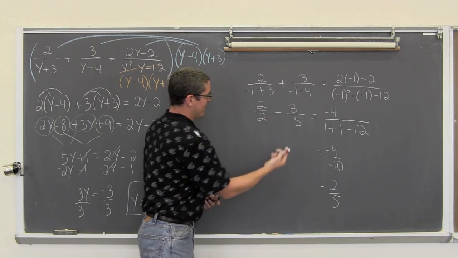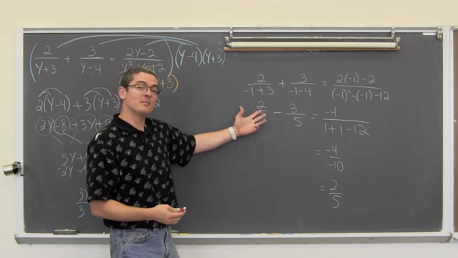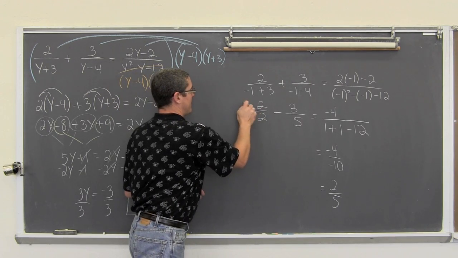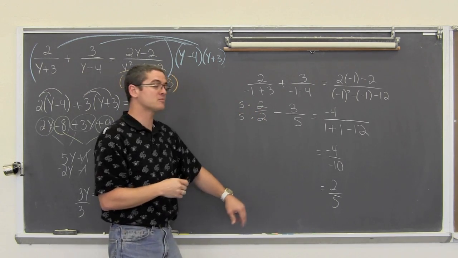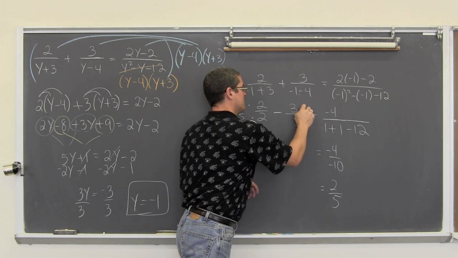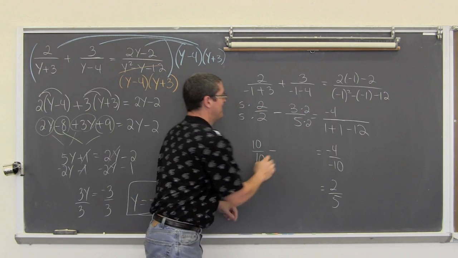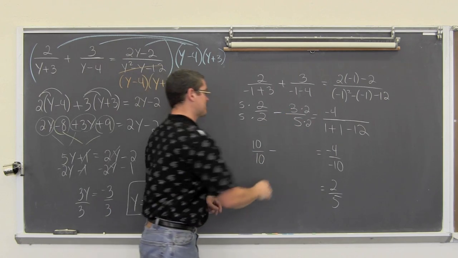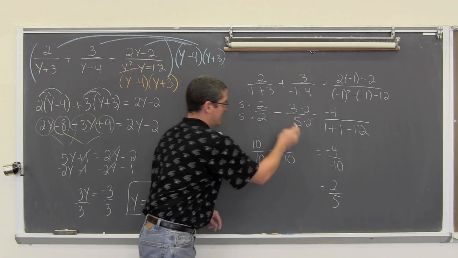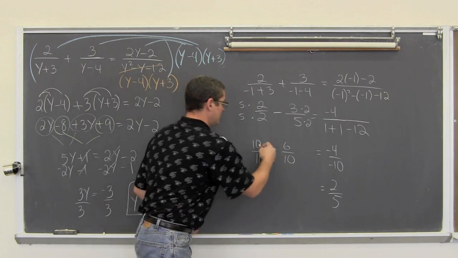We need a common denominator. So we're going to multiply this by 5, top and bottom. We're going to multiply this by 2, top and bottom. And we have 10 over 10. 3 times 2 is 6, so 6 over 10. And 10 minus 6 is 4.